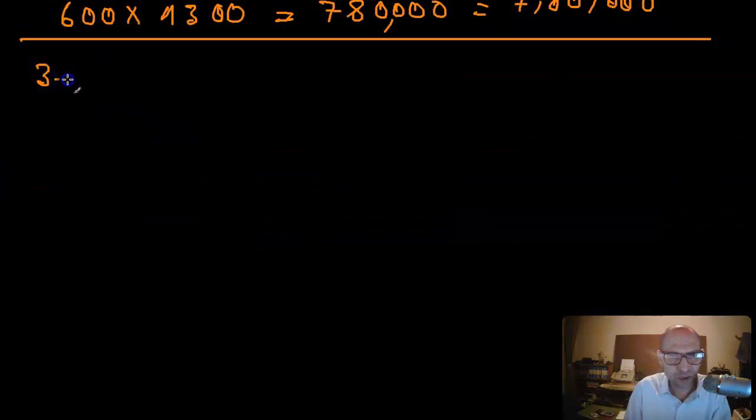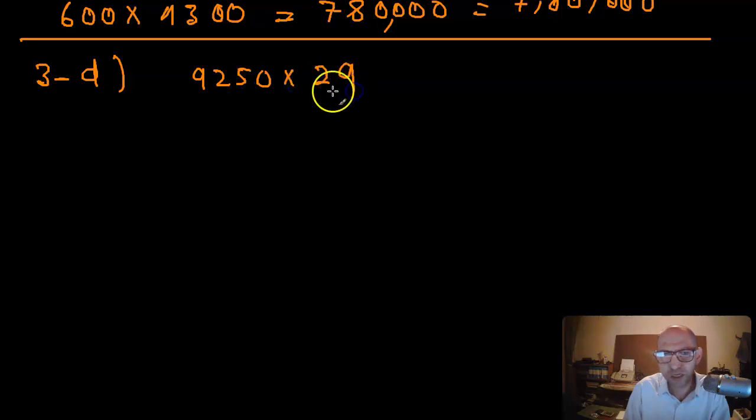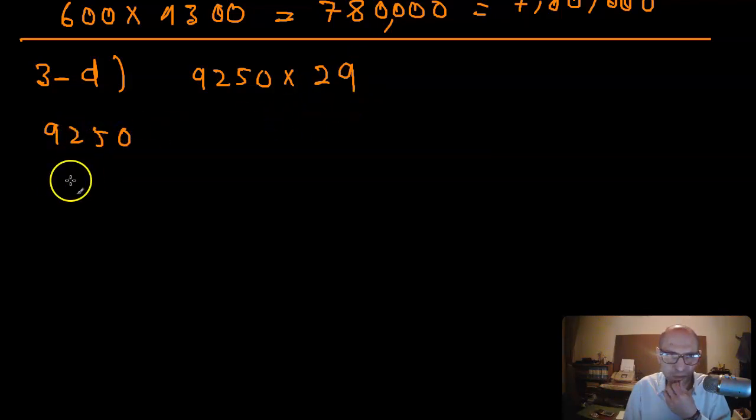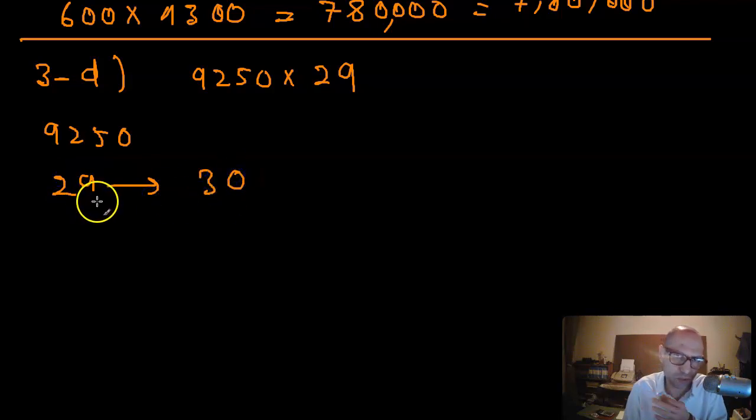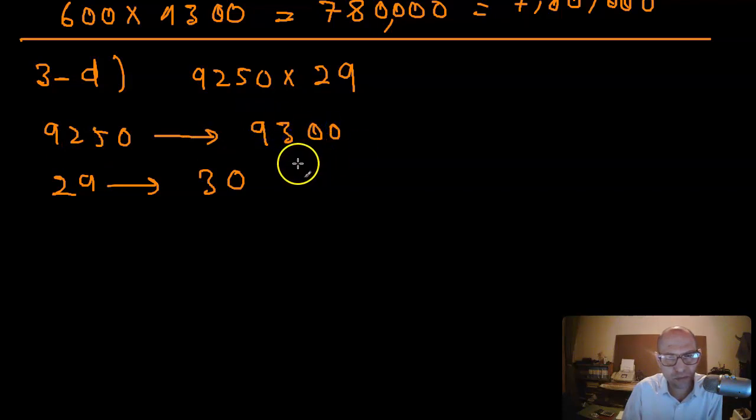Now, 3 part D is 9,250 times 29, and so 9,250, I'm going to round it to, for example, the 29, I'm going to round to 30, of course, to the tens place value, right? And then you have to round this number in such a way that the calculation is still possible. So if I round it to here, which becomes 9,300, the calculation is still easy, right? Or essentially you can round this to 10,000. You can do that as well.